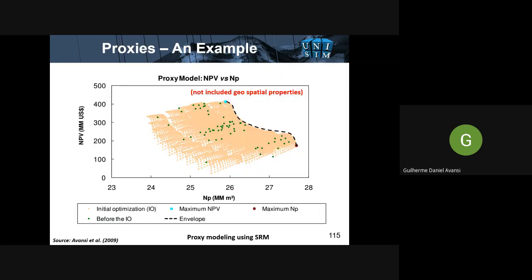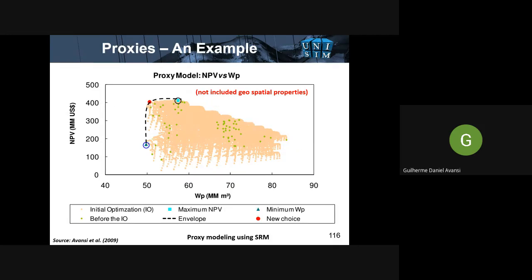And another example of proxy. Here we filled the entire solution space with just a couple of runs of the simulator. We build this entire solution space. We call this the frontier, a kind of envelope. And then we can change the decisions. Okay. And it's the same as the previous example.